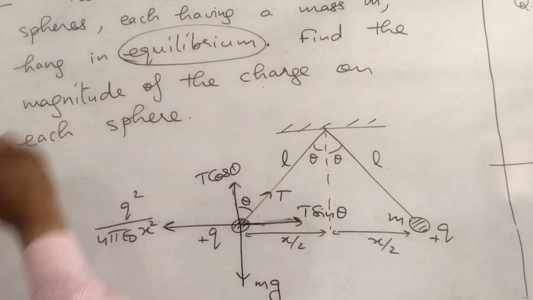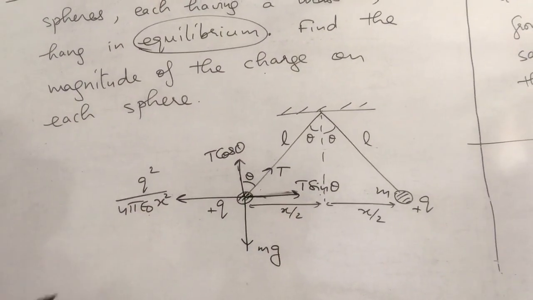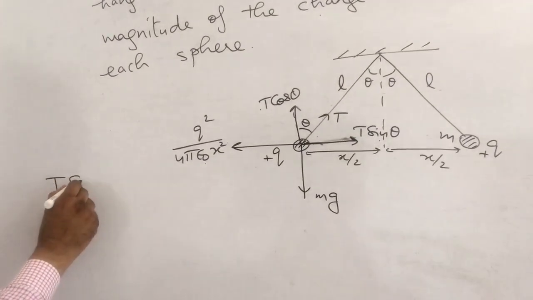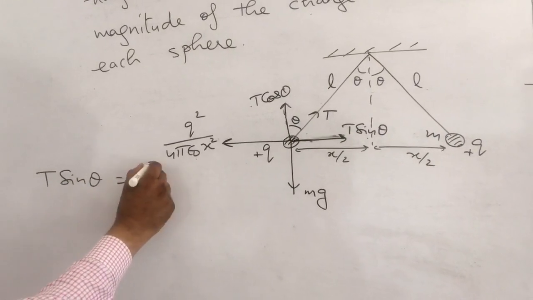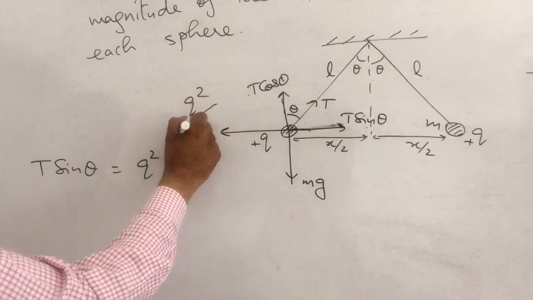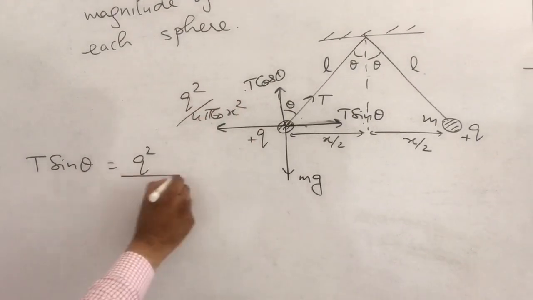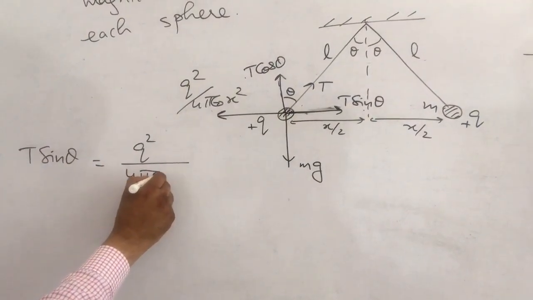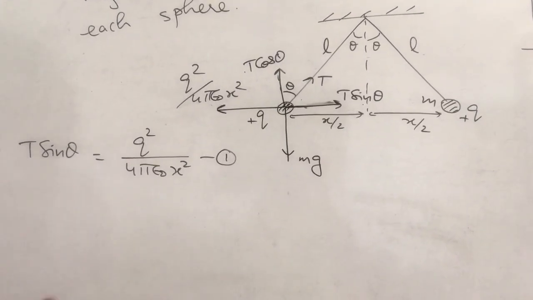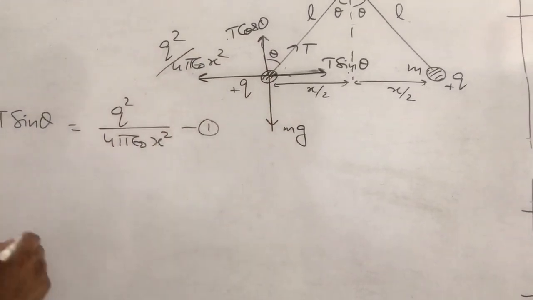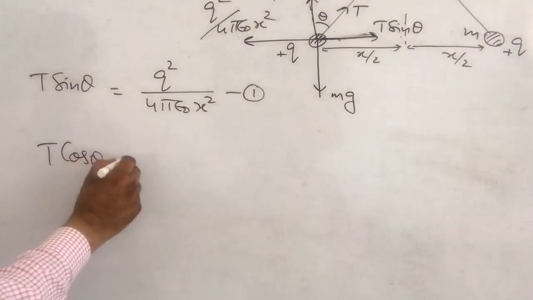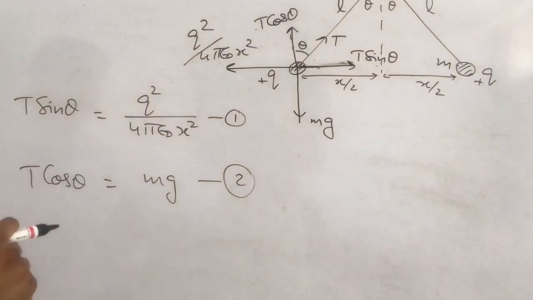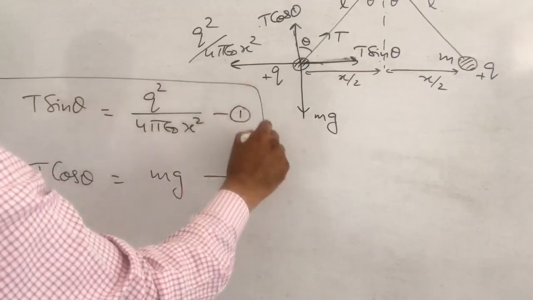This is an equilibrium. It means T sin theta should be equal to this force and T cos theta should be equal to mg. So I should write the two equations. One is T sin theta is equal to q square upon 4 pi epsilon naught x square. This is equation number 1. The second equation is T cos theta should be equal to mg. For the case of equilibrium of these two charges, these should be the equations.